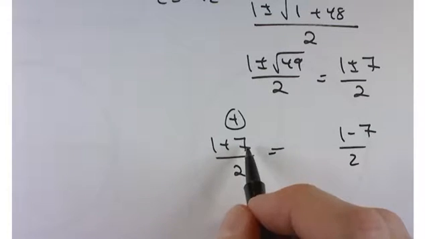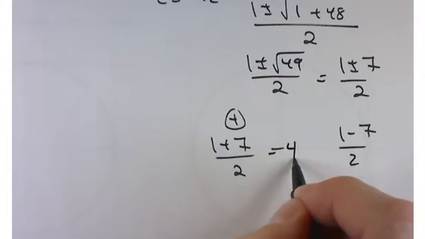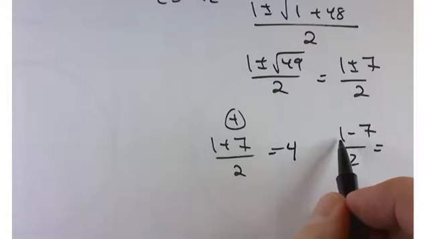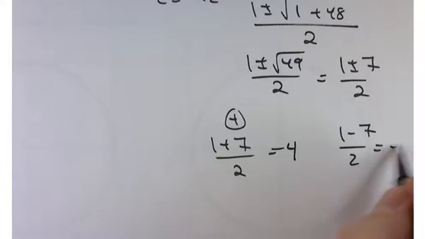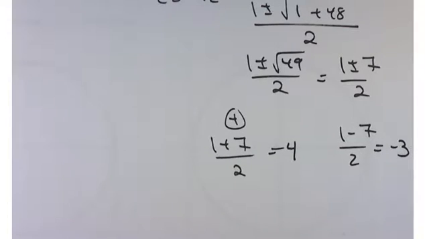1 plus 7 is 8. 8 divided by 2 is 4. 1 minus 7 is negative 6. Negative 6 divided by 2 is negative 3. So there's your two solutions, 4 and negative 3.